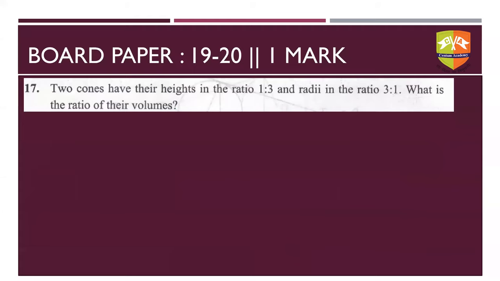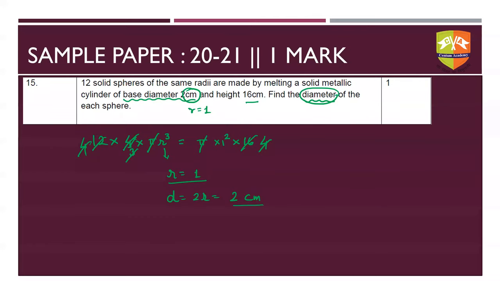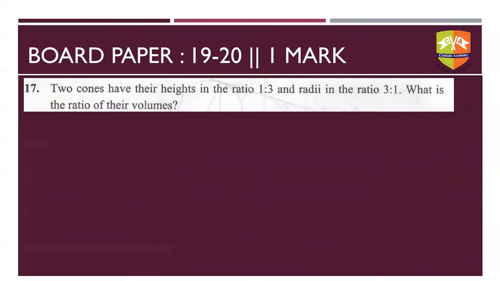Next. This is an actual board paper. So you could see in the sample paper, there's one 5 marker and one 1 marker. So that means the total is a 6 marks question. It might vary. It might become 2 plus 3 plus 1, maybe 1 plus 2 plus 3, like that. So around 6 marks, there would be one question. Next question here. So around 6 marks, there will be questions from areas, surface areas, volumes.